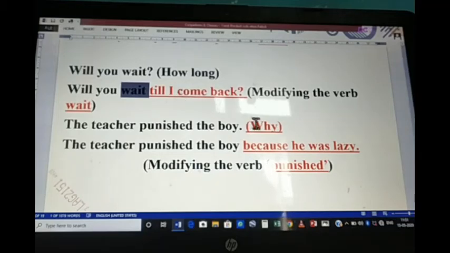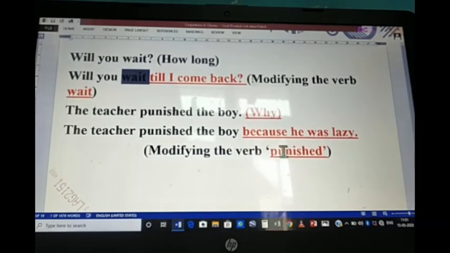The teacher punished the boy. Why? Any word which answers the question why is an adverb. If it is a phrase, then adverb phrase. If it is a clause, then we will call it an adverb clause. Any clause which answers the question why is also an adverb clause. The teacher punished the boy because he was lazy. Now this punished word has been modified by the clause because he was lazy.